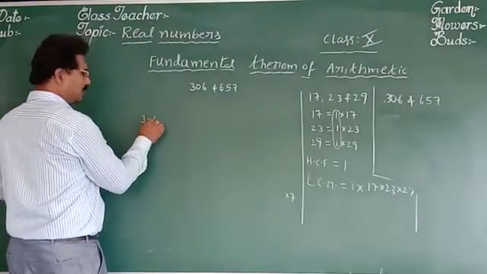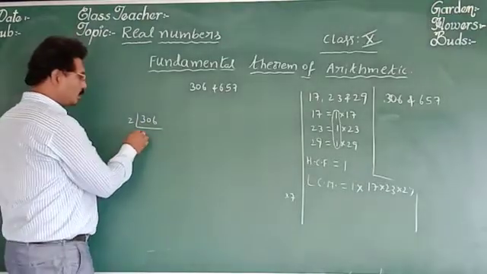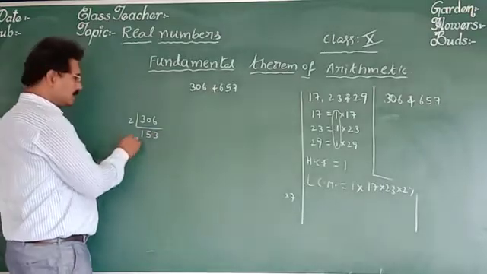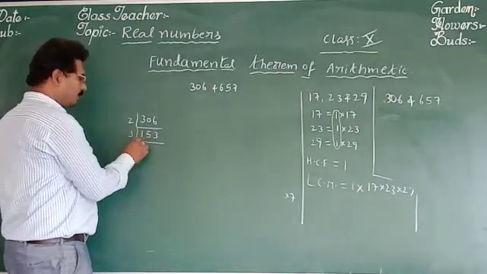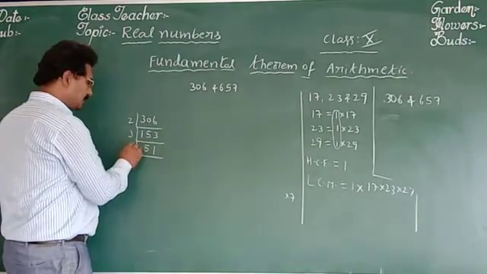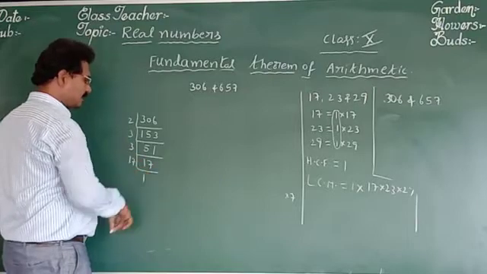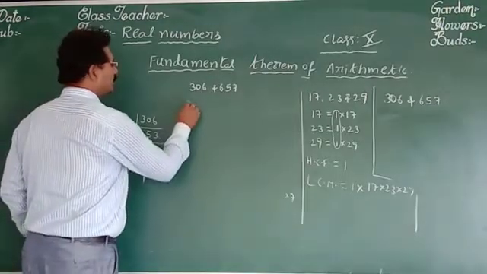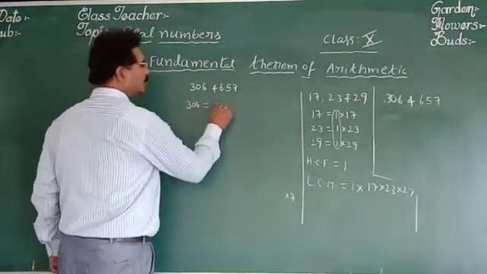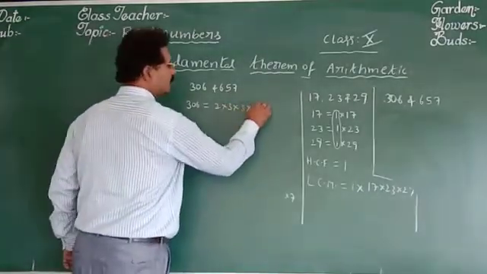In the first, 306. Since the last digit is an even number, go for 2. 2 ones are 2, 2 fives are 10, 2 threes are 6. Again it goes to 3: 3 fives are 15, 3 ones are 3. Next 3 17s are 51, so 17 ones are 17. Therefore 306 can be written as 2 into 3 into 3 into 17.